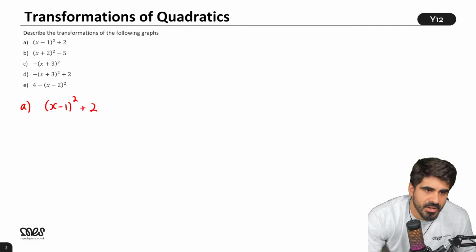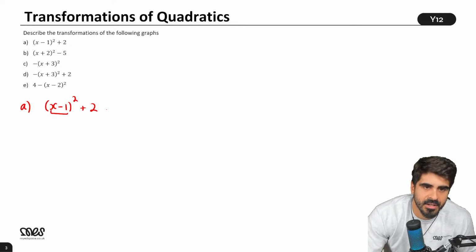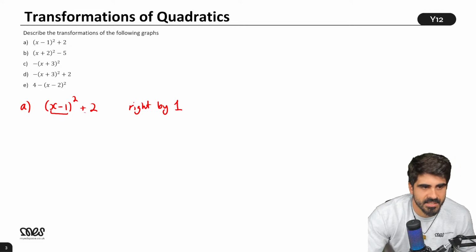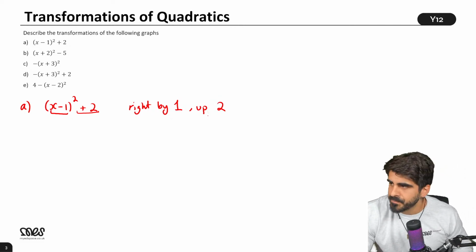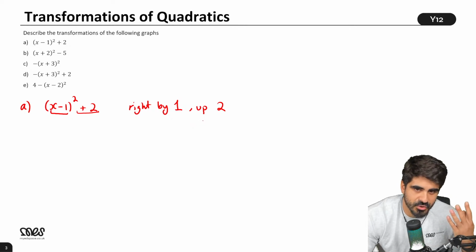Lydia, good. So here, guys, x minus 1. Remember, it does the opposite for input. So here, we're going to the right by 1. Yeah, that's affecting the x values. Then the y values do as they're told. Up 2. Now, in terms of transformations, guys, there's 4 different types of transformations.